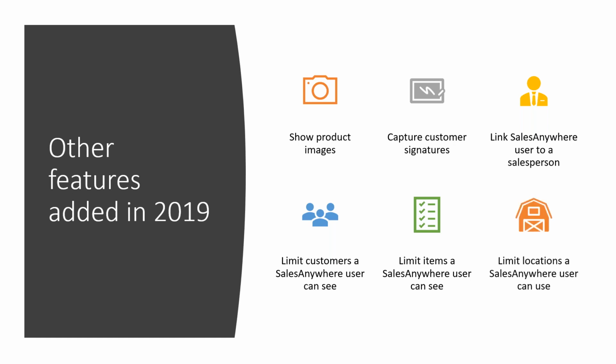And then the last thing is you can limit the IC locations a user can use in Sales Anywhere. For example, maybe I am a salesperson located in Singapore, and I'm not supposed to create orders that will be shipped from a warehouse in KL. Then with this feature, I would not be able to create a wrong order by mistake.